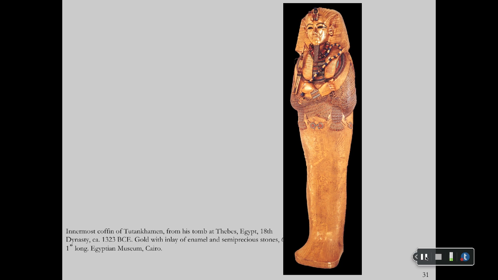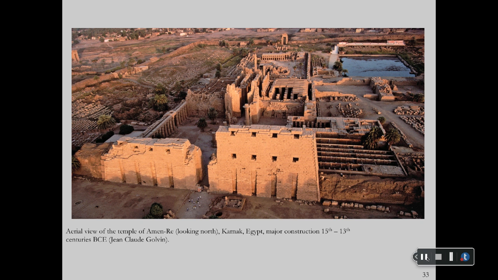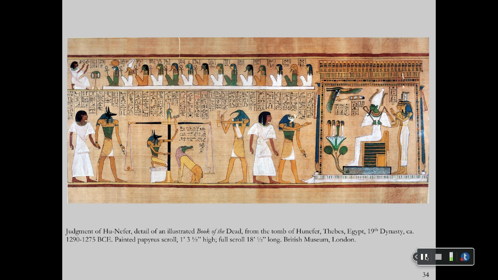Death mask of Tutankhamun, the boy king. Innermost coffin of Tutankhamun from his tomb at Thebes, Egypt. A painted wooden chest from the tomb of Tutankhamun. The temple of Amun-Re at Karnak.